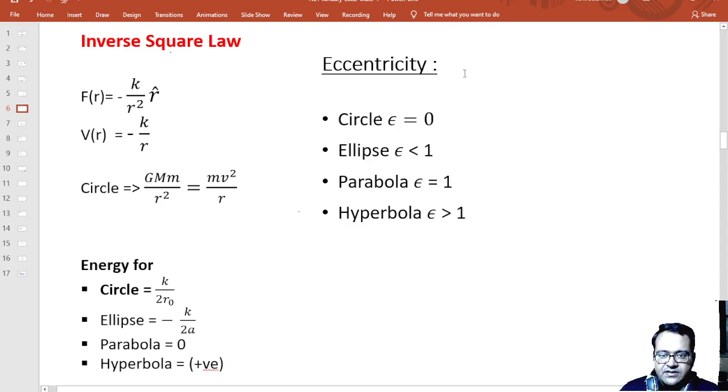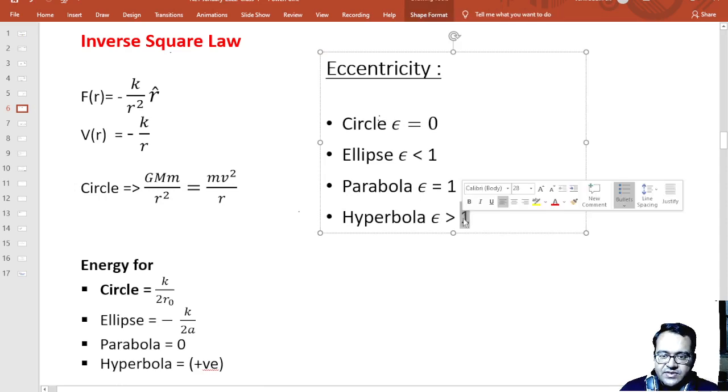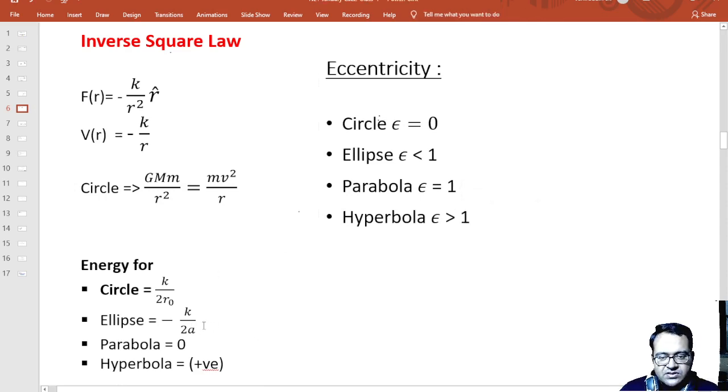Eccentricity for a circle is defined as 0. Ellipse, it is less than 1. Parabola, the eccentricity is 1. Hyperbola, the eccentricity is greater than 1. So this is a set of common results which you should always remember.